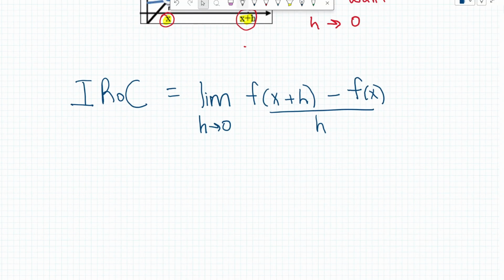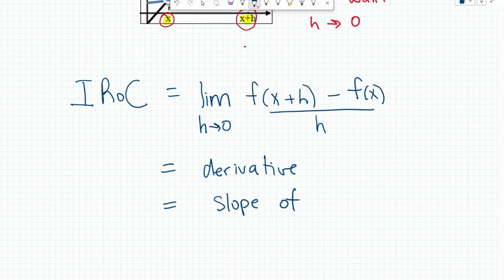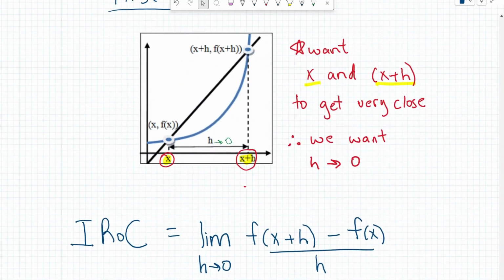So let's look at this in another lens. So the instantaneous rate of change equals the derivative, which we mentioned. And again, what is the derivative? The derivative is the slope of the tangent at the point. So slope of tangent at any point of the function. So it gives us, again, a function for the slope of the tangent at any point of our function.